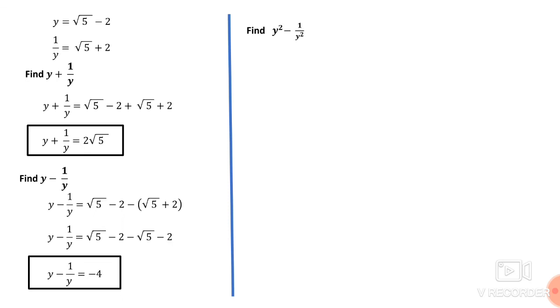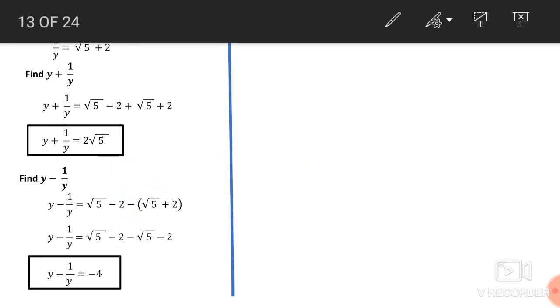y square minus 1 upon y square. In the previous questions, we found the value of y square plus 1 upon y square by squaring either of y plus 1 upon y or y minus 1 upon y. But when we have to find the value of y square minus 1 upon y square, we have to multiply both these values. Okay. To find the value of y square plus 1 upon y square, we have to do squaring on both sides, either of this or this. But when finding y square minus 1 upon y square, we have to multiply both of them. Okay, this is the main difference.